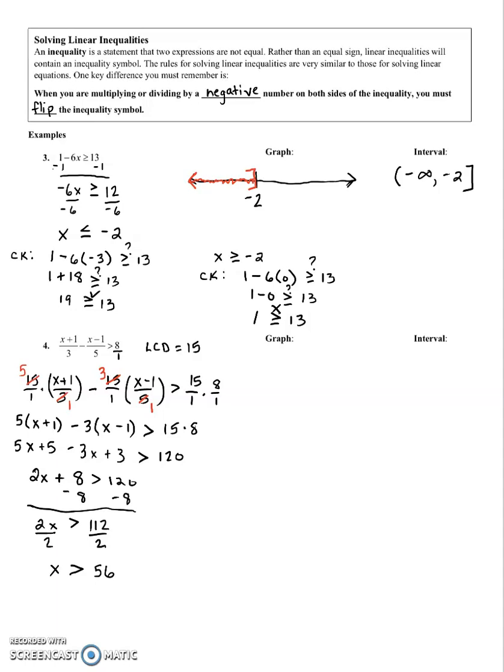Okay, so let's graph that. I'm going to do it down here because I ran out of room up there. So for our graph, we have, let's see, 56. And we're going greater than 56, and 56 is not included. So we have a parentheses, and then greater than 56. For our interval, we have 56 to infinity, and neither one is included, so we put them in parentheses.